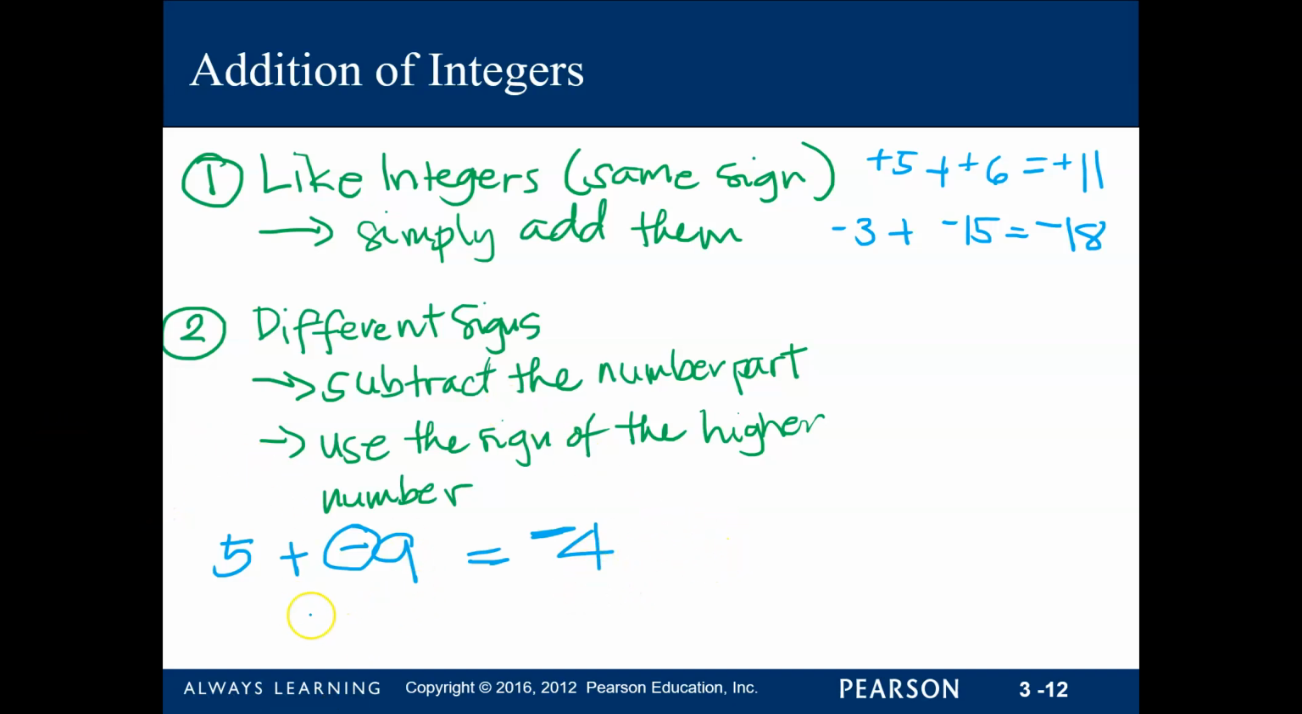Let me give you another example. Let's say I have -12 plus 17. Again, they are different signs, negative and positive. So we subtract 12 and 17, their difference is going to be 5. 17 minus 12 is 5. Now, between 12 and 17, we know that 17 is higher. What is the sign of 17? 17 is positive. And so this is going to be a +5. That is how we do our integer addition.